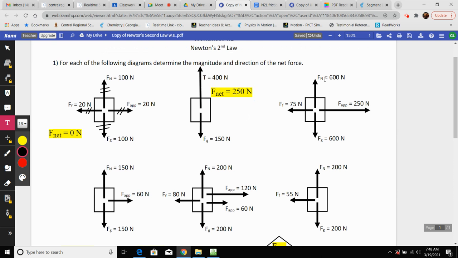So this one, we have 600 up, 600 down. They balance. So we have 250 to the right as our applied force with a friction force of, I'm sorry, of 75. 250 to the right, 75 to the left. Net force is going to be 175 in which direction? To the right.